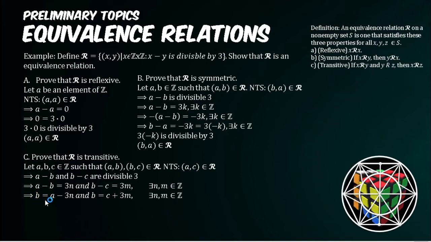From this step, because we are trying to look for an expression equivalent to a minus c, we want to know whether a minus c is divisible by 3 or not. So what we're going to do here is solve for b. From this second step, we're going to solve for b in both equations. We have 2 equations here. The first equation can be written as b equals a minus 3n by simple algebra. The same way with the other equation, b equals c plus 3m. And then we equate the 2 equations. So if b is equal to a minus 3n, and also b is equal to c plus 3m, then we can write a minus 3n is equal to c plus 3m.